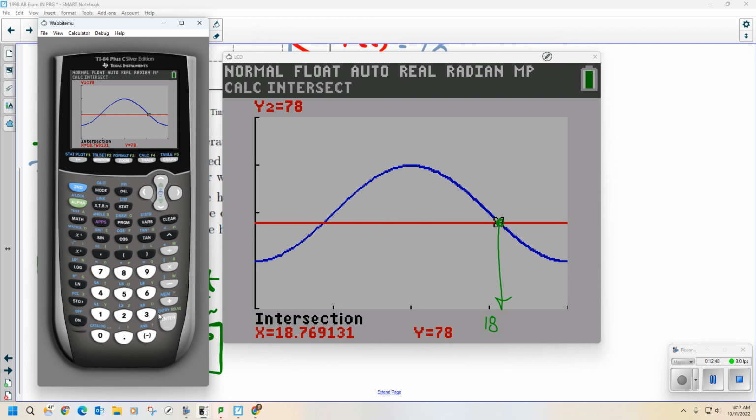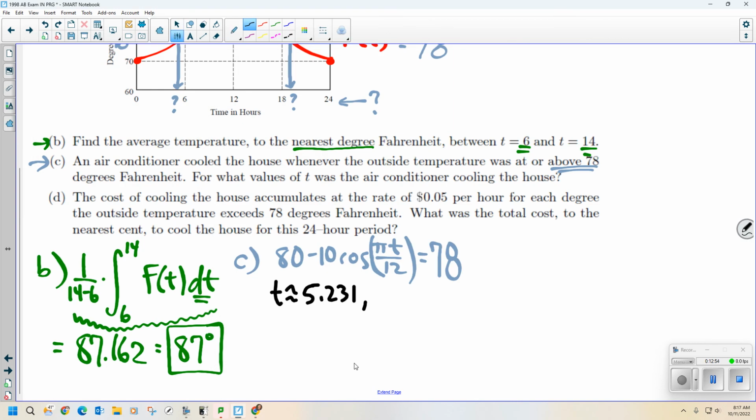18.769. This will stay at 9 because the number after it is less than 5. So we got 18.769, all right? Those are the 2 values from when the calculator... You can tell I'm a math teacher. When the air conditioner is cooling the house.